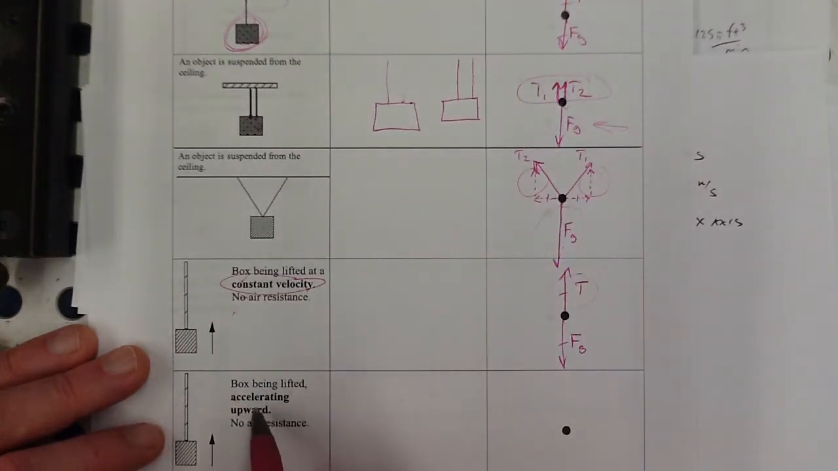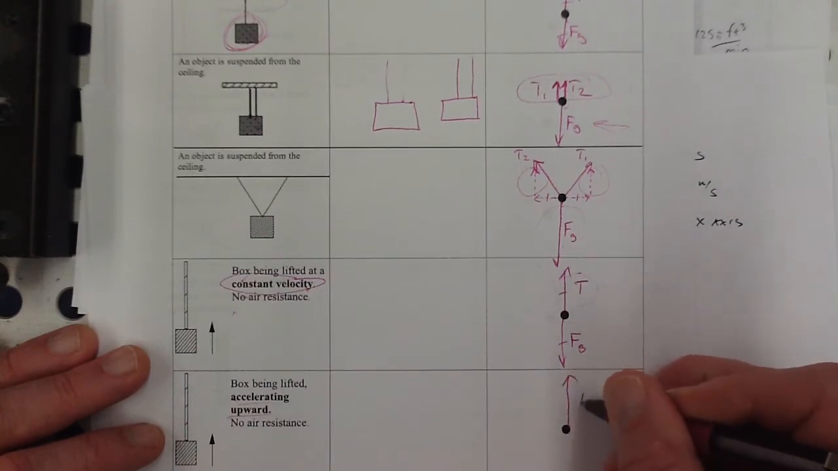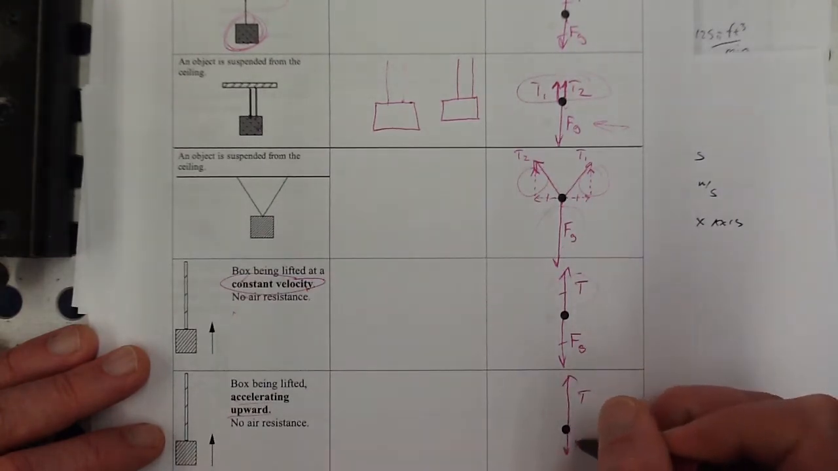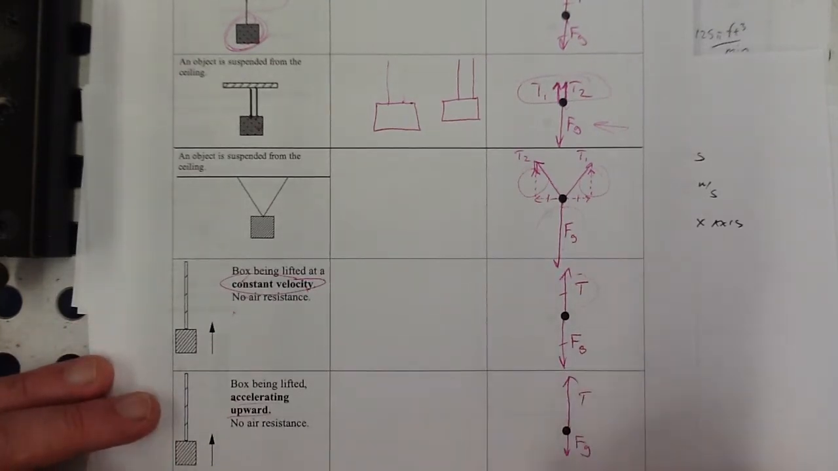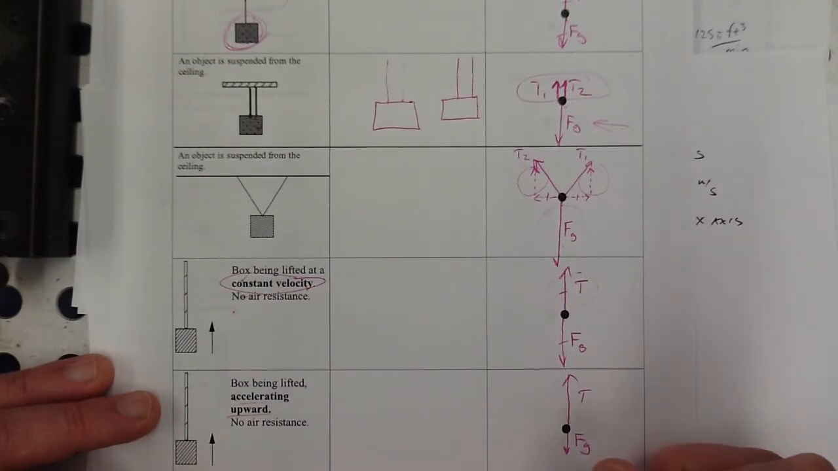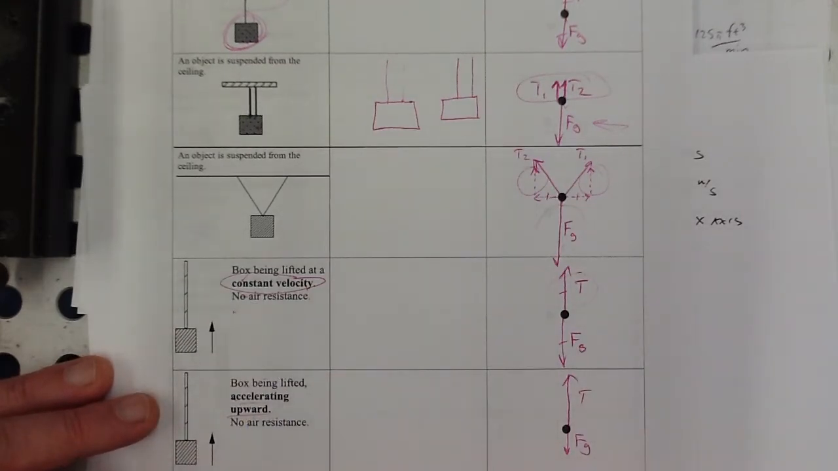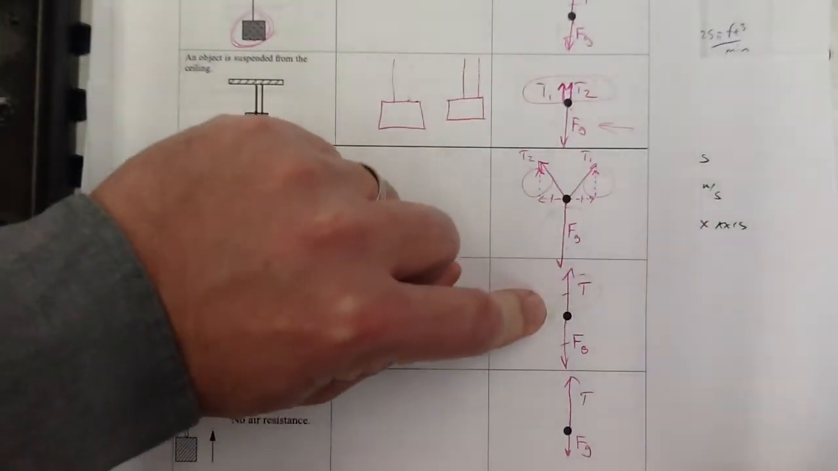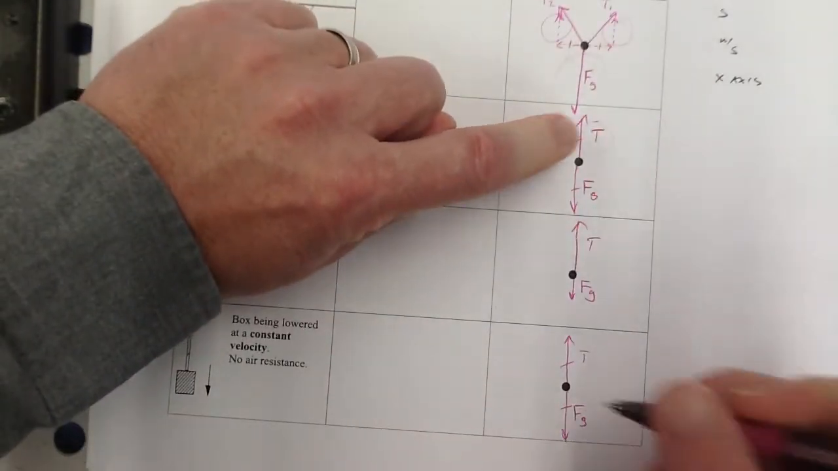How about box being lifted accelerating upward? All right, there you go. That's what you wanted. So I'm going to exaggerate that. How about the box being lowered at a constant velocity? Oh, you're not going to like this. So the box being lifted at a constant velocity and lowered at a constant velocity, the force diagrams are exactly the same.